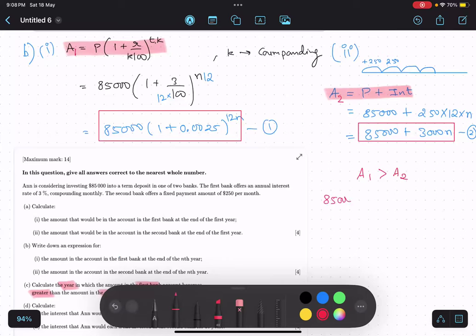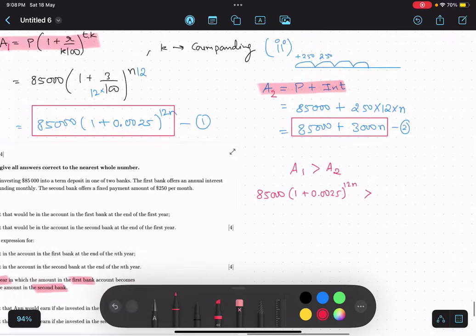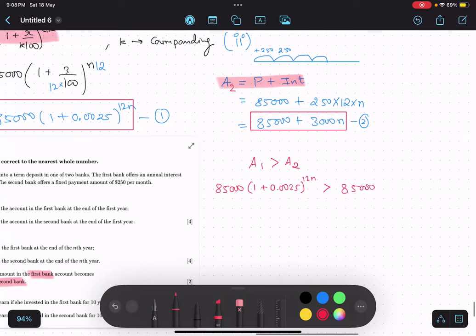So yes, 85,000. So we will solve this thing: 85,000 times 1.0025 power 12n greater than 85,000 plus 3000n. Now you will solve using nSolve. Remember what answer we were getting last class? Once we input this in nSolve, what were we getting? The n value. We got zero. Now, what did I explain? Why are we not getting any other value?